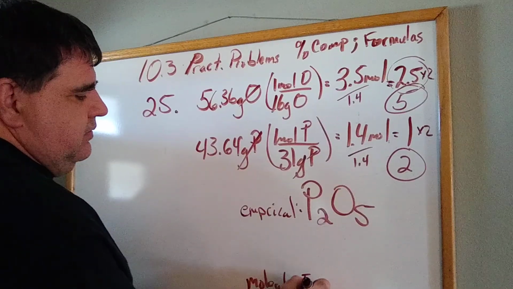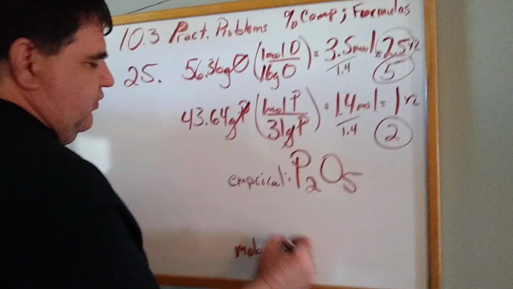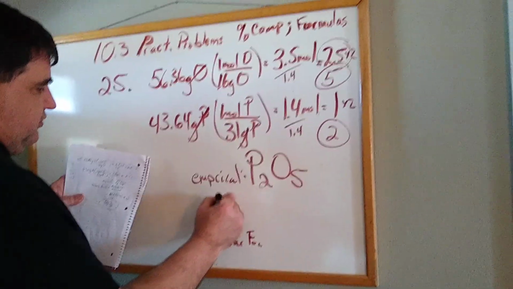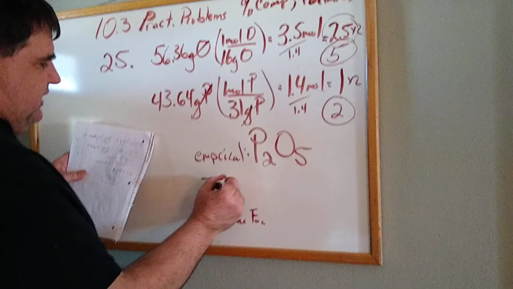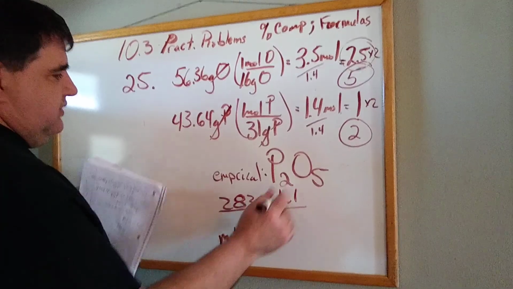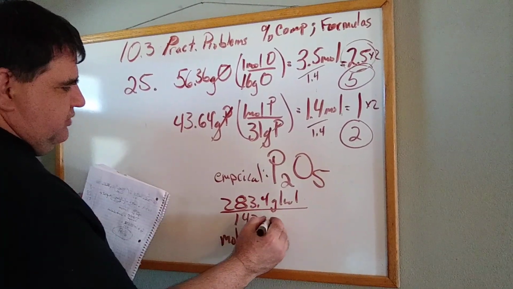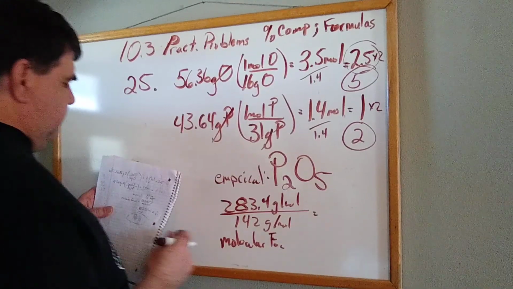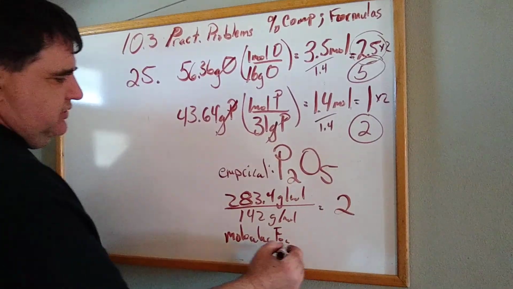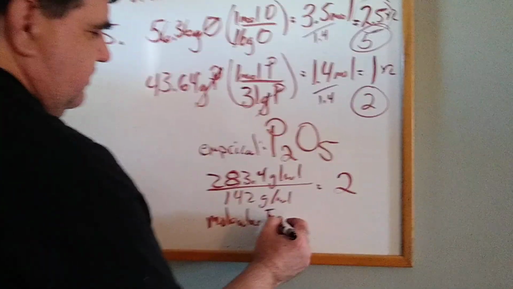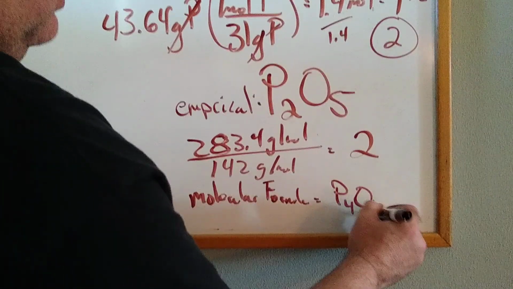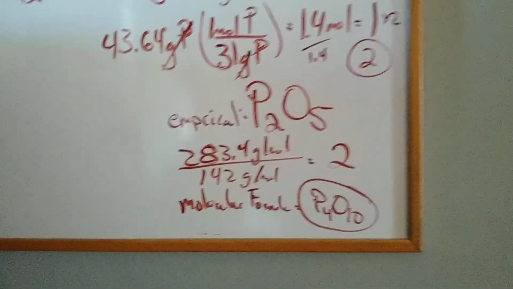You have 2 minutes. Okay, to do that, the molecular formula is always going to be the given value, which they gave us, which was 283.4 grams per mole, divided by the total of this, which comes out to be 142 grams per mole. And this gives us a multiplier of 2. Okay? So then I apply that to my equation, and the molecular formula is going to be P4O10. And that's the right answer.